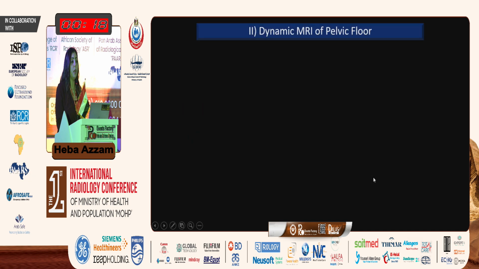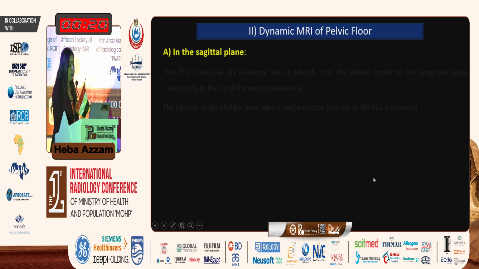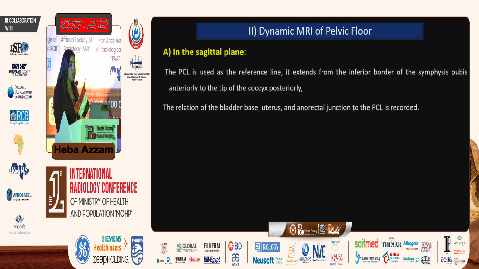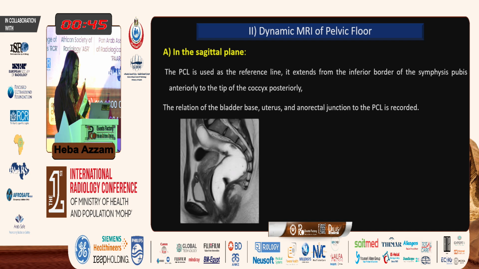In the dynamic MRI of the pelvic floor, in the sagittal plane, we use the pubococcygeal line as a reference line. It's the line extending from the inferior border of the symphysis pubis to the tip of the coccyx posteriorly. And then we detect the relation of the bladder base, uterus, and anorectal junction to the pubococcygeal line during rest and during straining to assess the degree of descent of the organs with straining and evacuation.